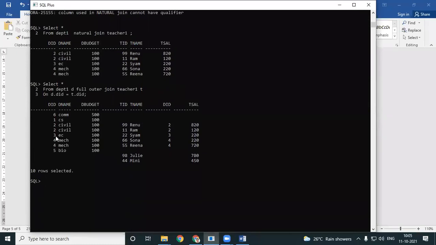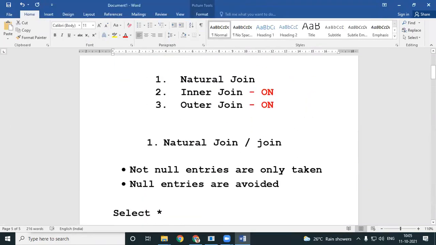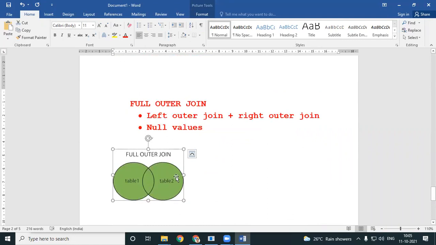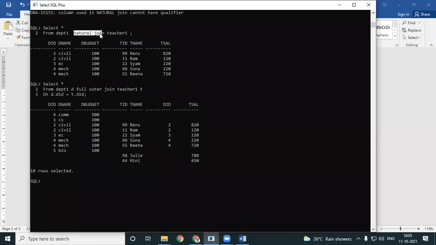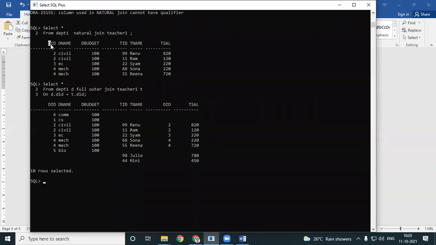Okay, look. We can now study the difference between a natural join and a full outer join. If you remember, this is full outer join, A and B combined. If you look into the first diagram I gave you, natural join is also A and B combined. Your full outer join is also A and B combined, but what is the difference? Let's learn the difference. The first difference we learned with the help of the columns.